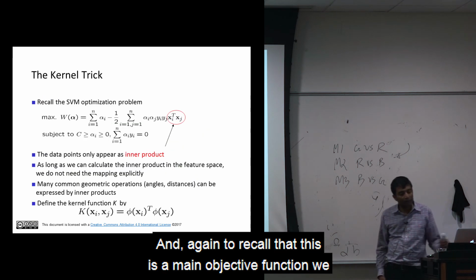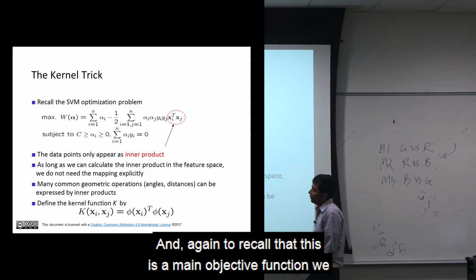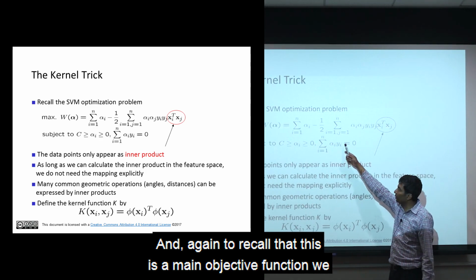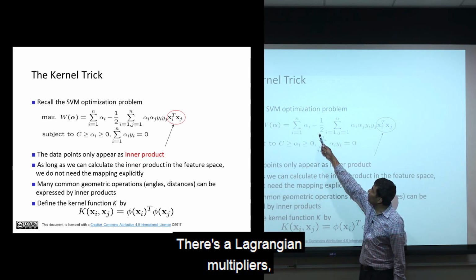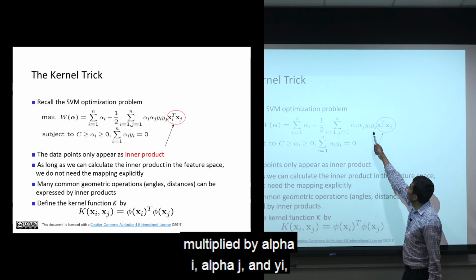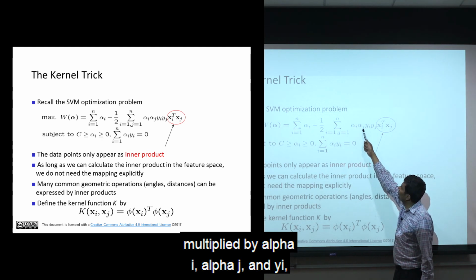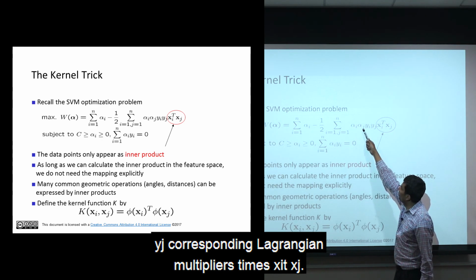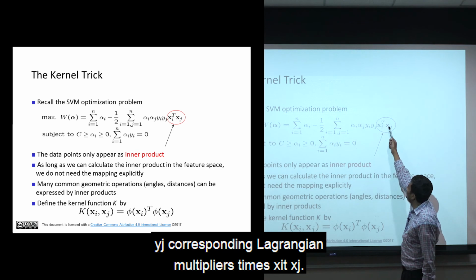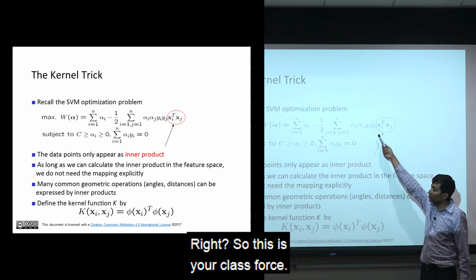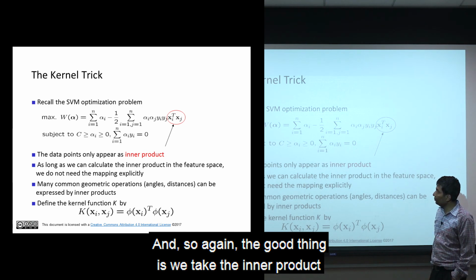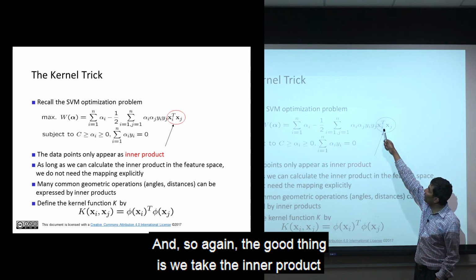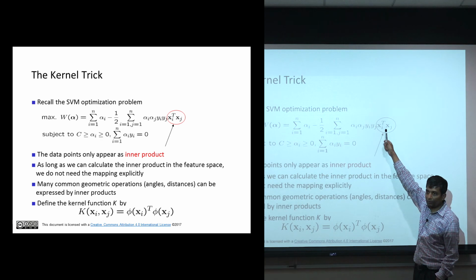And recall that this is our main objective function that we try to maximize in the support vector machine case. This has the Lagrangian multipliers alpha i, alpha j, multiplied by yi, yj, the corresponding labels, times xi transpose xj. The good thing is that we take the inner product, or the dot product.